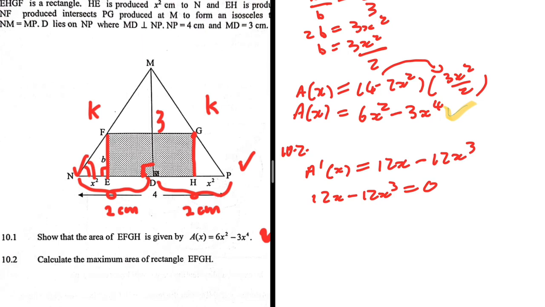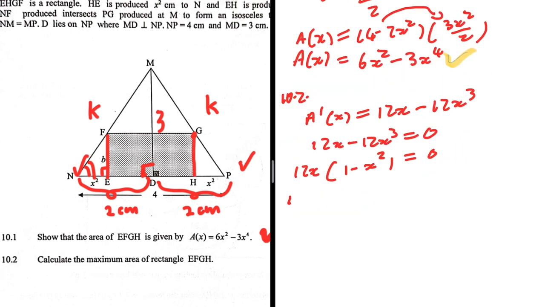Alright, so how do we solve this? We can take x as a common factor. That becomes pretty much clear. Yes, we can take x, or we can take 12x. Let's take 12x as a common factor. With 12x, we're going to be left with 1 minus x to the power 2 being equal to 0. So 12x is equal to 0. So here we are saying x is equal to 0, right? And then 1 minus x squared is equal to 0. So minus x squared is equal to minus 1.